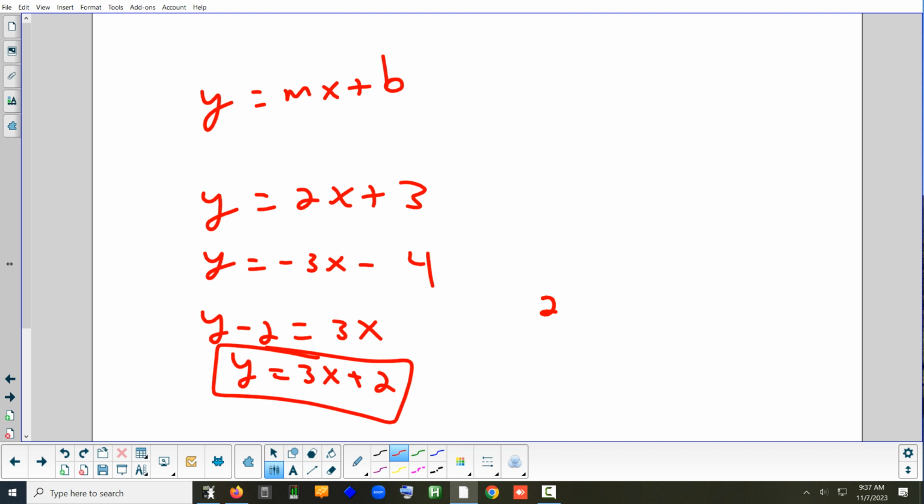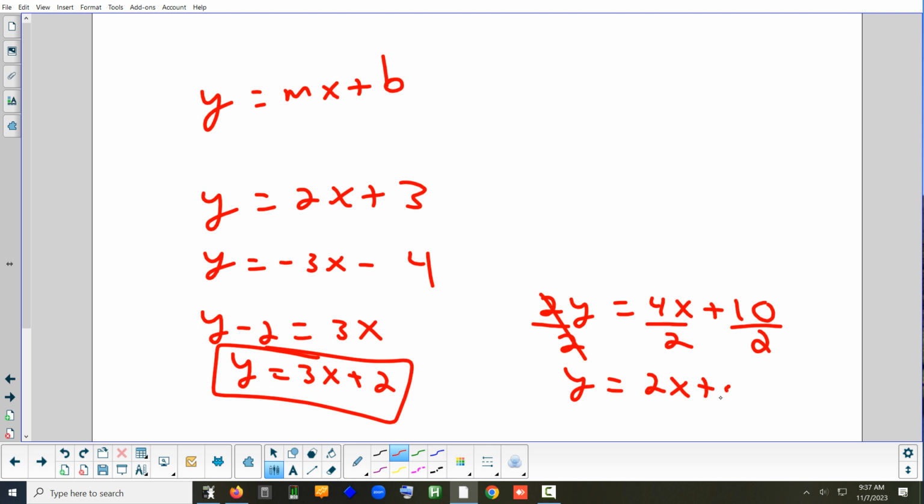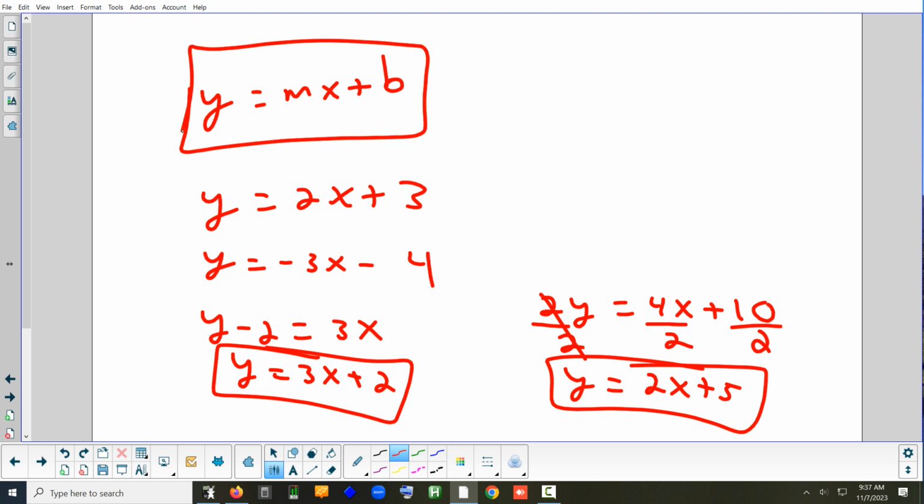How about this one? Does that one look exactly like the pattern? No, but how could we fix it so it does? Divide everything by 2. And we get y equals 2x plus 5. These are all examples of linear functions because they look like this. So it either has to look like that or it can be rearranged to look like that. If it's anything other than stuff that looks like this, it is not a linear function.